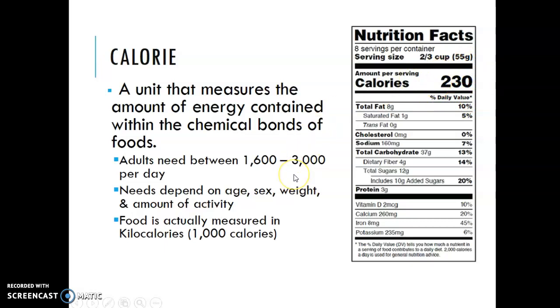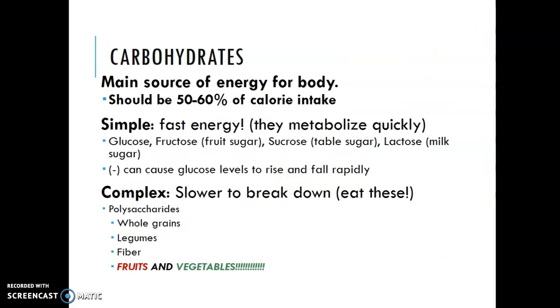All right, so let's get started with our nutrients. So the first nutrient is carbohydrates. When you see carbs, you probably think bread, pasta, and that's true, but there are other things that make up carbohydrates. It is our main source of energy for our body. This is what our body wants to use to give us energy. So it should contain the bulk of our diet. About 50 to 60% of our calories that we consume should come from carbohydrates.